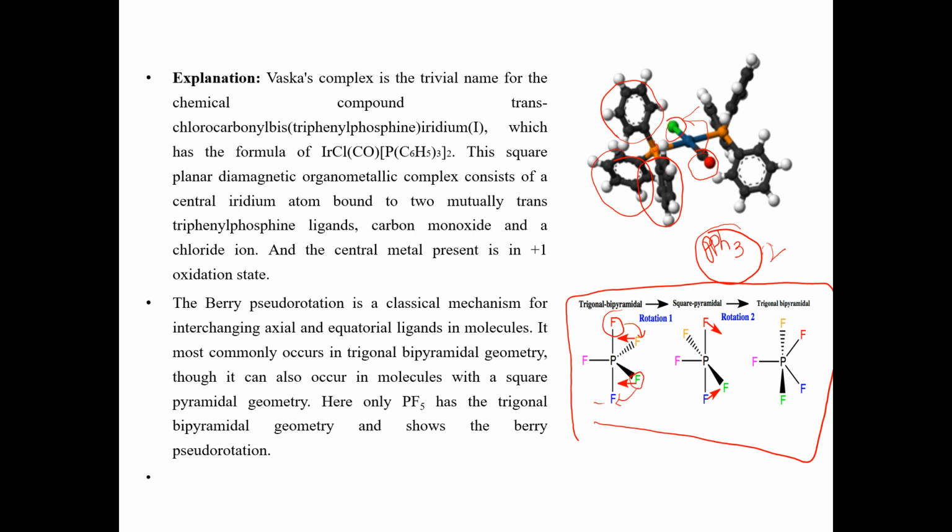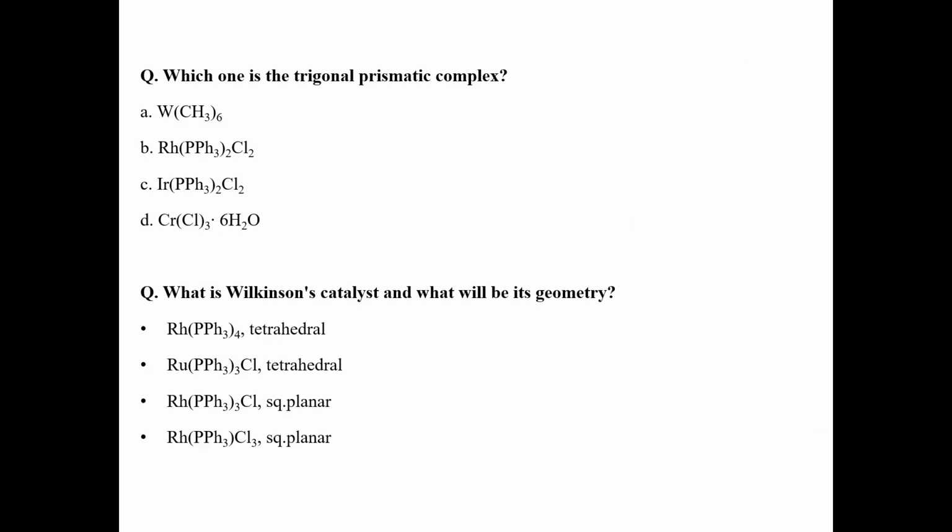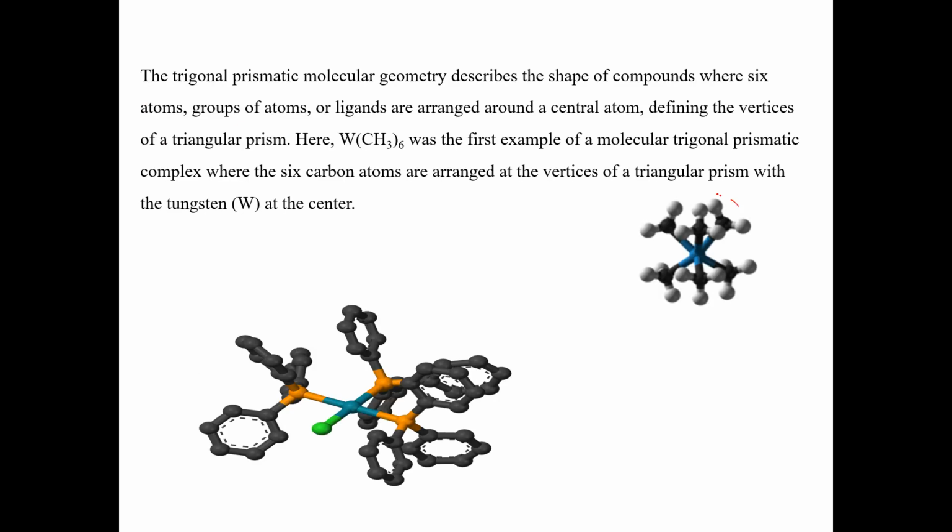Okay, so which one is the trigonal prismatic complex? You can see here these complexes are square planar in nature because four ligands are attached. But this one, the tungsten hexamethyl complex, is a trigonal prismatic complex.